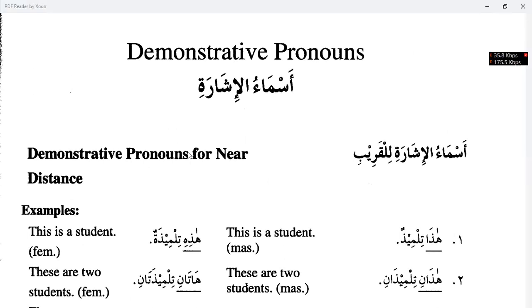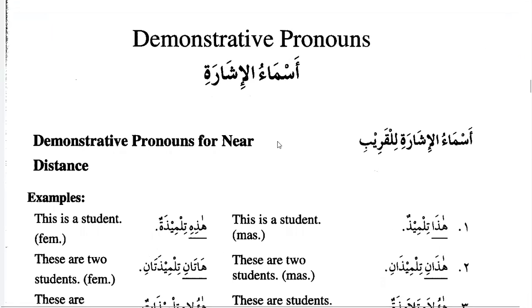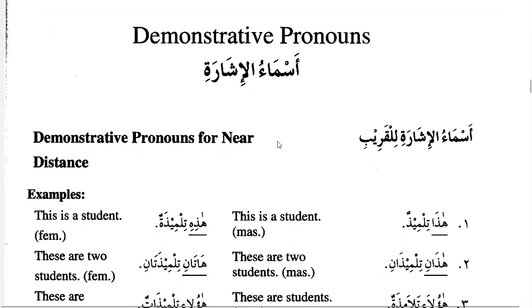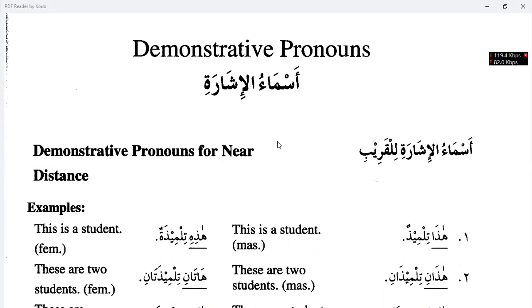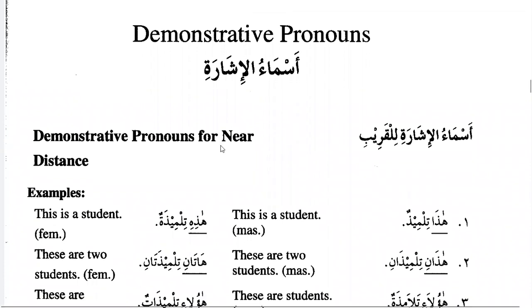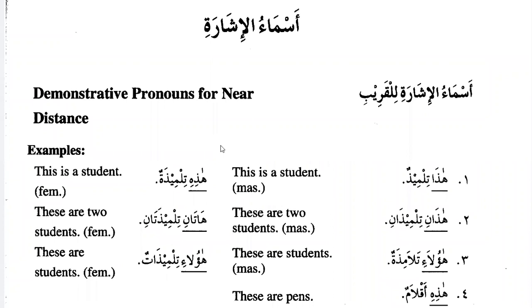So who is the first student today? I think Miss Mishka was the first student. So Miss Mishka, read this. Okay, sir. Demonstrative pronouns, asma'ul ishara, for near distance, asma'ul ishara lil qarib. Examples: this is a student, feminine. Hadhihi tilmidha.